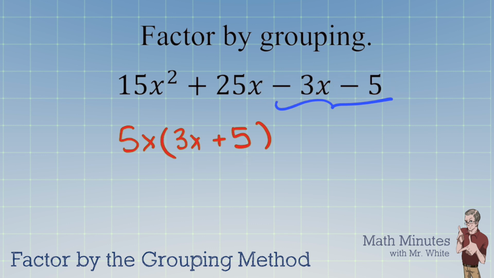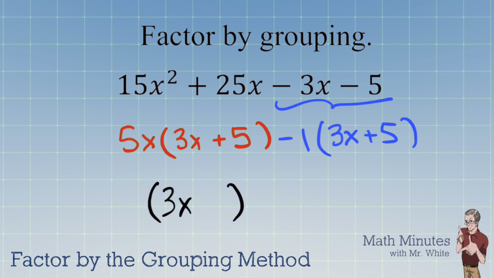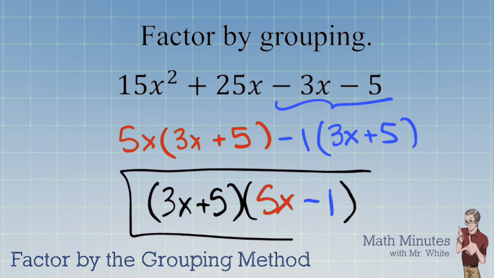So we'll do a little trick. Let's factor out a negative 1, and that leaves behind 3x plus 5. Oh my goodness, look at that. Now they match, which is exactly what we want. Remember that previous problem? We now take that 3x plus 5, it's called a common binomial. We write it out front, and then we attach it by multiplication to the remaining two things, which was 5x and minus 1. So there's the answer. We reverse FOILed using the factor by grouping method.